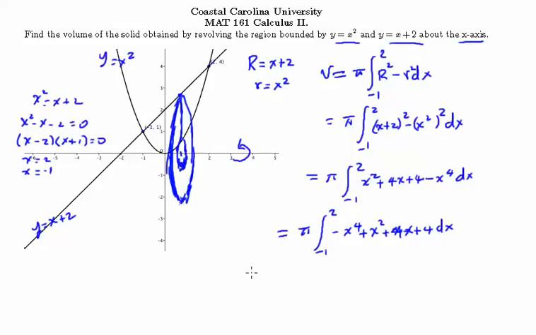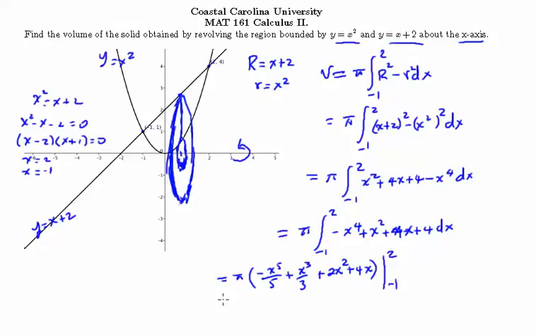dx. And this gives you pi times -x to the 5th over 5 plus x to the 3rd over 3 plus 2x squared plus 4x. Evaluate that from -1 up to 2.